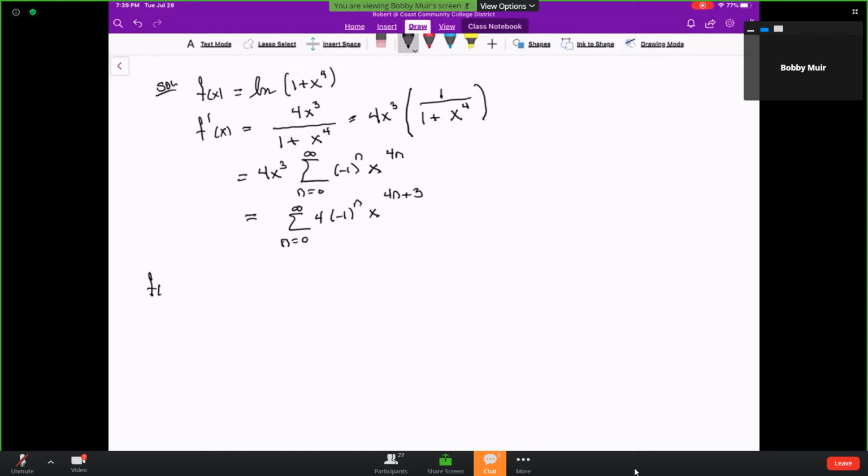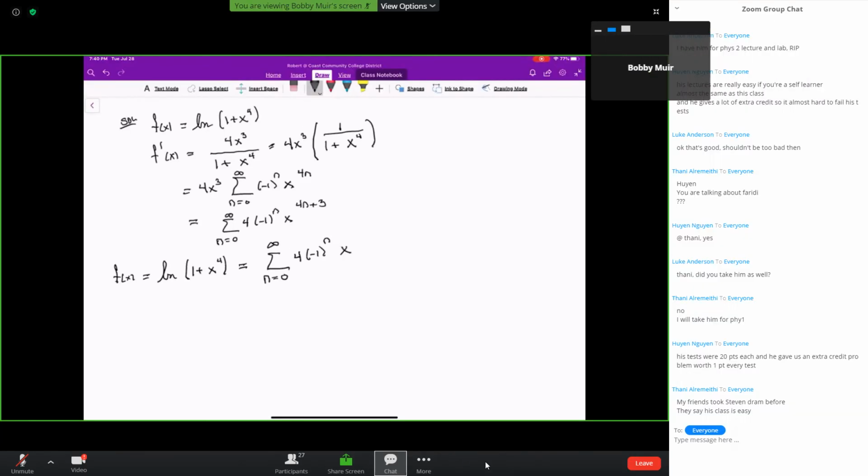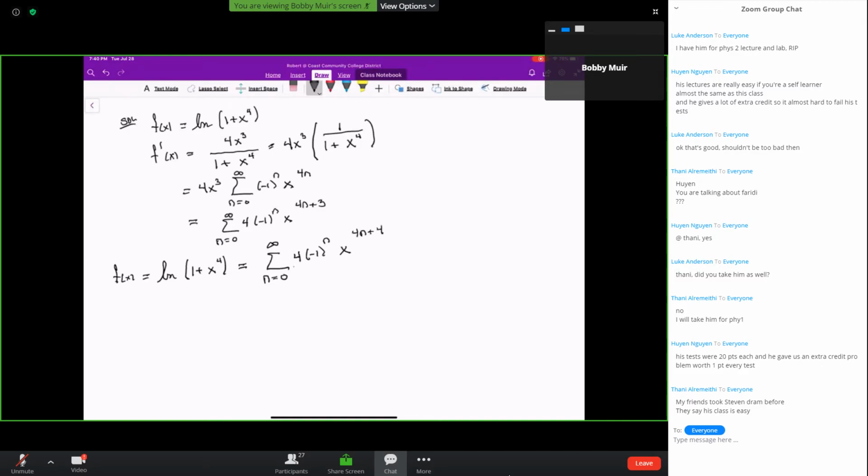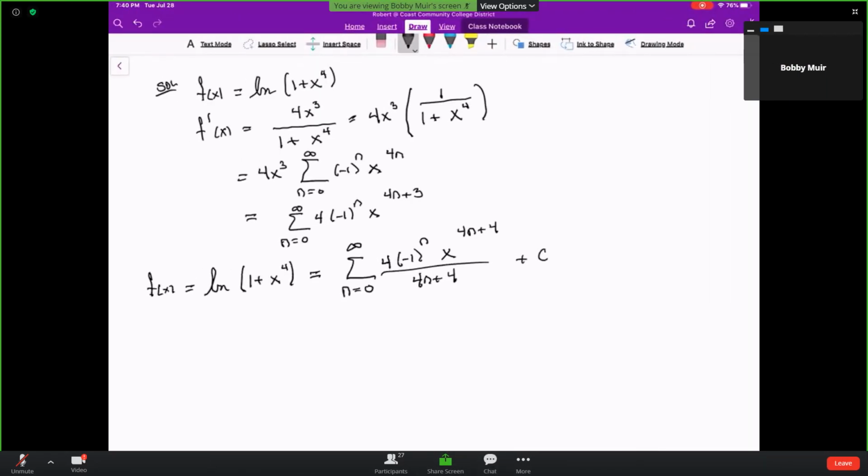Okay, so that means that f of x, which is the natural log of 1 plus x to the 4th, is the integral of this, the sum from 0 to infinity of 4 times negative 1 to the n, x to the 4n plus 4, divided by 4n plus 4, plus a constant c. When x is 0, the log of 1 is 0, so c is equal to 0. And so our final form of this, before we start hacking around with it, is the sum from 0 to infinity of negative 1 to the n, x to the 4n plus 4, divided by n plus 1.